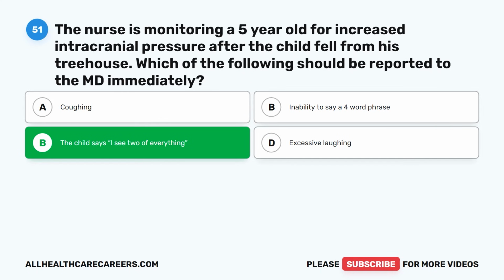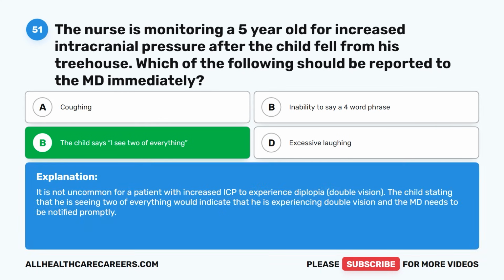Inability to say a 4-word phrase. It is not uncommon for a patient with increased ICP to experience diplopia, double vision. The child stating that he is seeing 2 of everything would indicate that he is experiencing double vision, and the MD needs to be notified promptly.